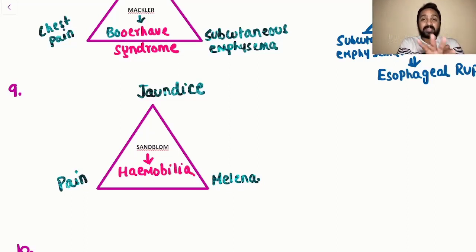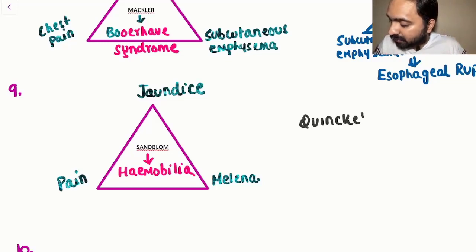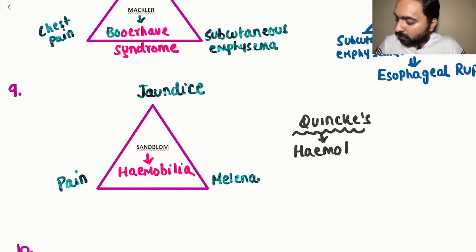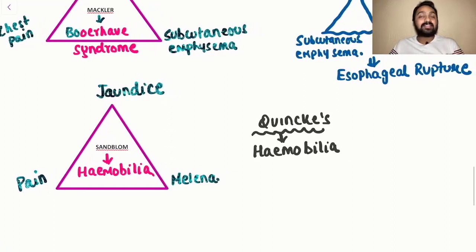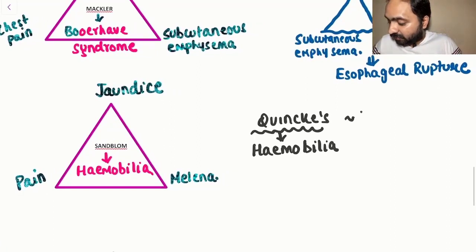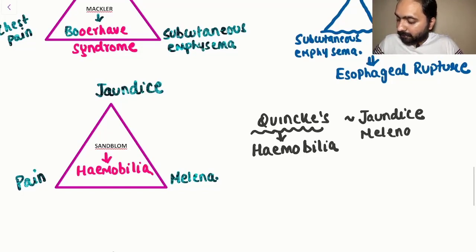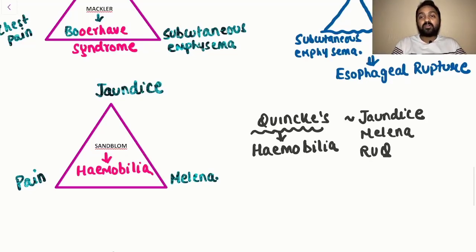Now the students often confuse the Sandblom triad with another triad that is seen in your hemobilia, which is known as your Quincke's triad, right? So even this is seen in your hemobilia. Now what are your components of your Quincke's triad? So basically it is again the same components itself, right, which is jaundice, melena, and your right upper quadrant pain, right?